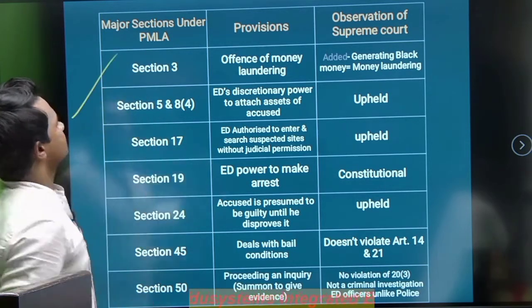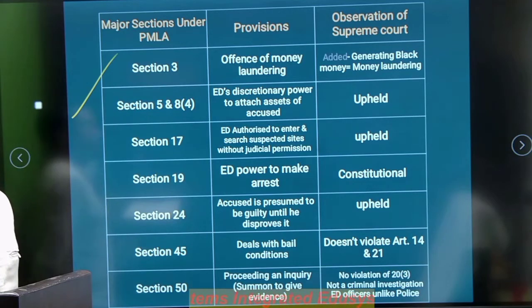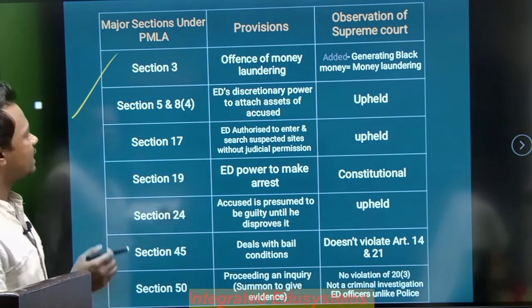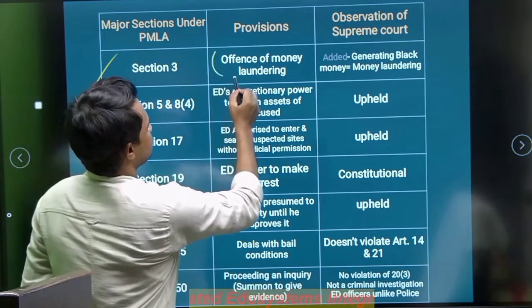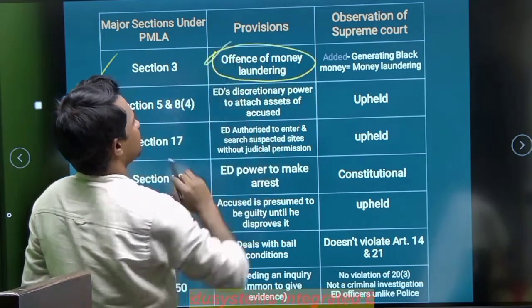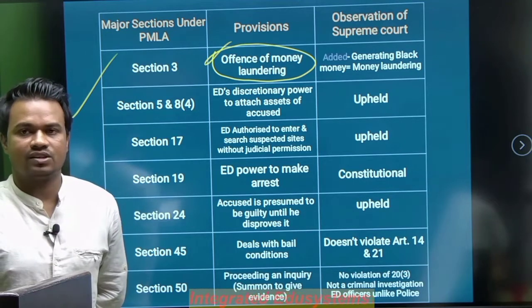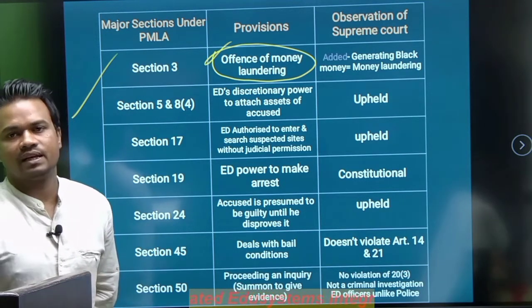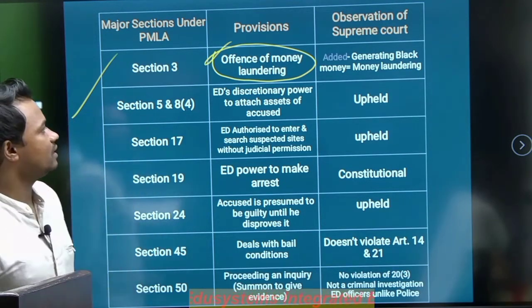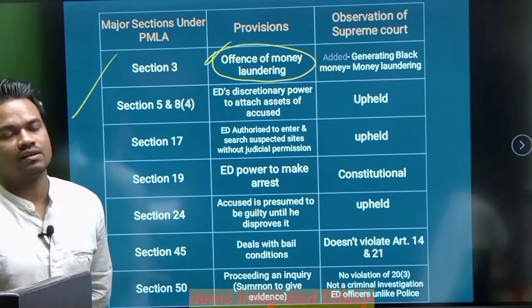The first is section 3 that was challenged, and that is section 3, the offense of money laundering, which is about what can be money laundering or what amounts to money laundering. So, section 3 talks about money laundering or the offense of money laundering.